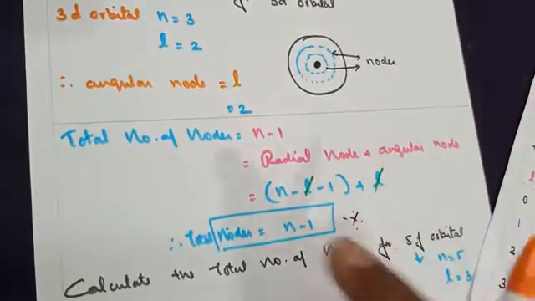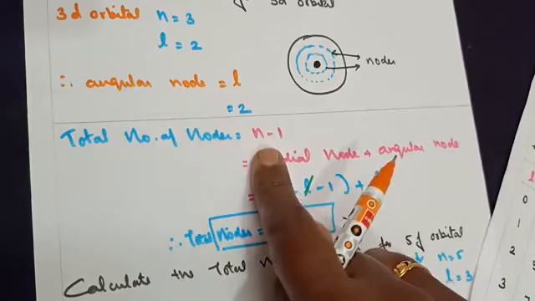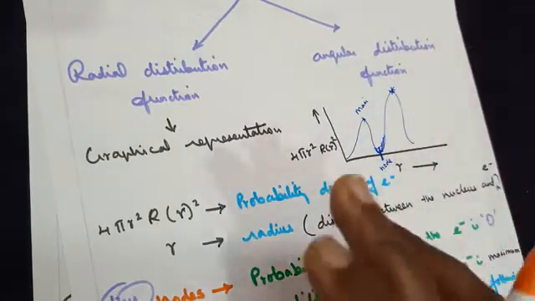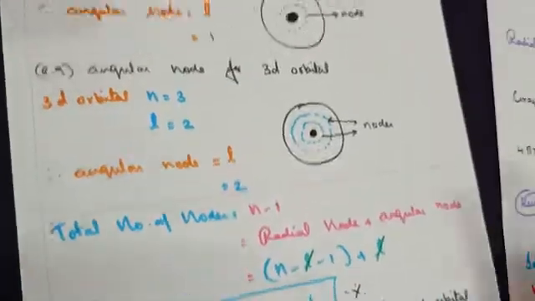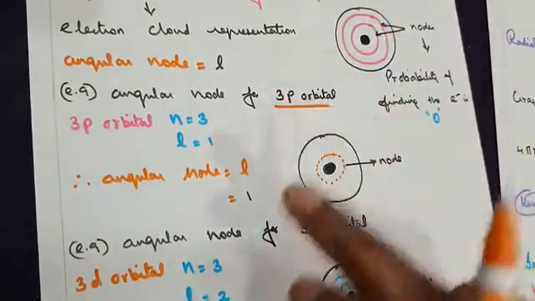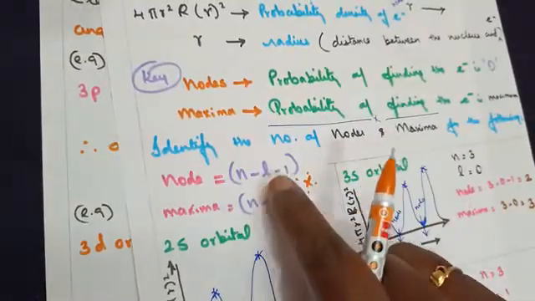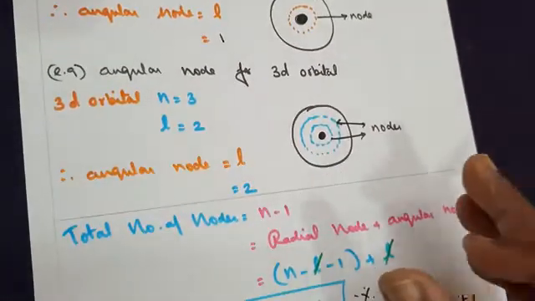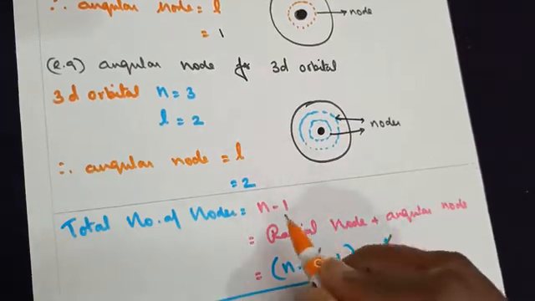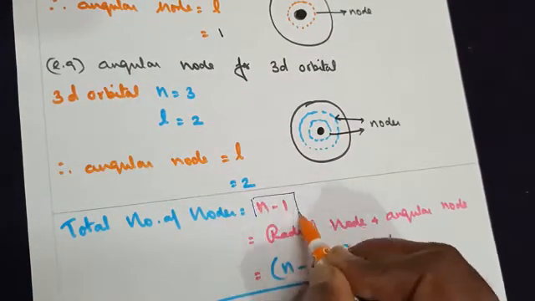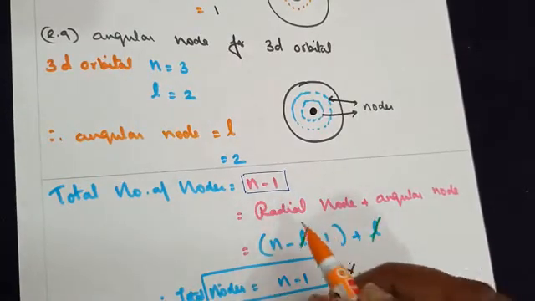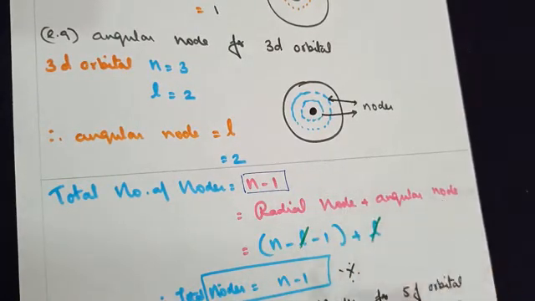Now, one more concept: the total number of nodes. Individually you have calculated the radial distribution function and the angular distribution function. Remember, this is a graphical representation. This is an electron cloud representation. The formula here is n minus L minus 1. In this case, L is the formula. Now totally you have to calculate the number of nodes. The formula is a very easy one: n minus 1. How do we get this n minus 1? Radial node plus angular node.